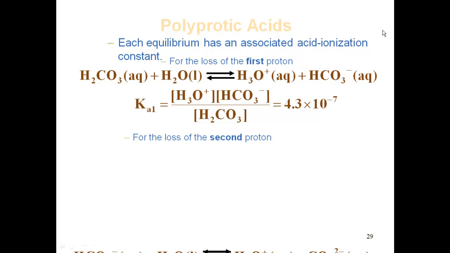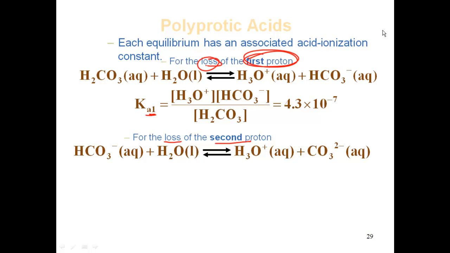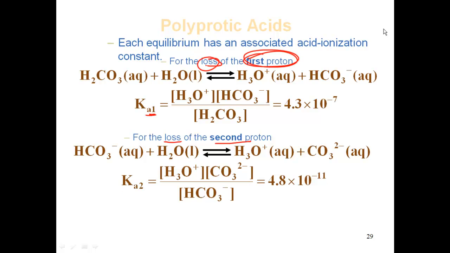That equilibrium will be set up as HCO3 minus plus water gives me hydronium ion plus CO3 2 minus. We'll set that up the same way, products over reactants, water equal to 1. But in this case, since we're talking about the second proton ionization, we're going to call it Ka2.